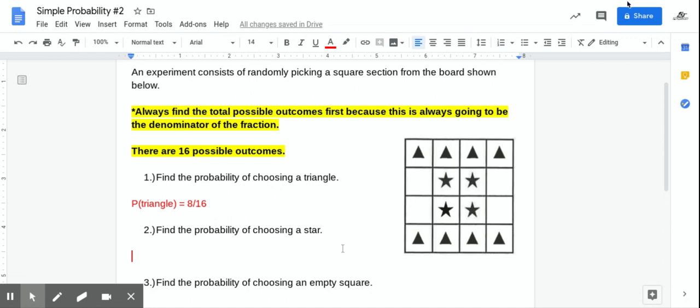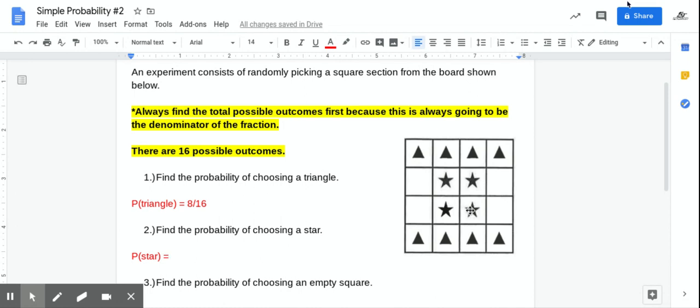Number 2 says, find the probability of choosing a star. So again, guys, probability notation, capital P, in parentheses, write star. Now we want to find the probability of choosing a star. So all that's asking me to determine is, well, how many chances do I have to pull out a star? How many stars do I have? We simply have to count.